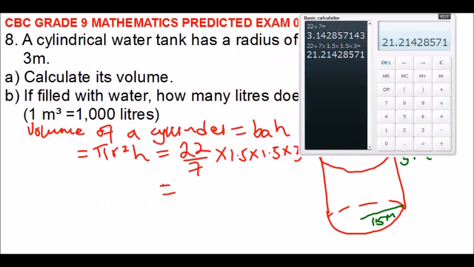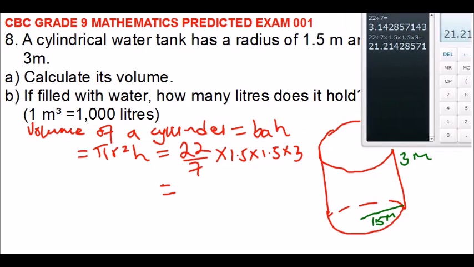21.21. So you can say this is equal to 21.2, because we don't need to write all those decimal numbers. We can just write it is 21.2 to 1 decimal place, and this is in meters cube. That is part A, the volume.